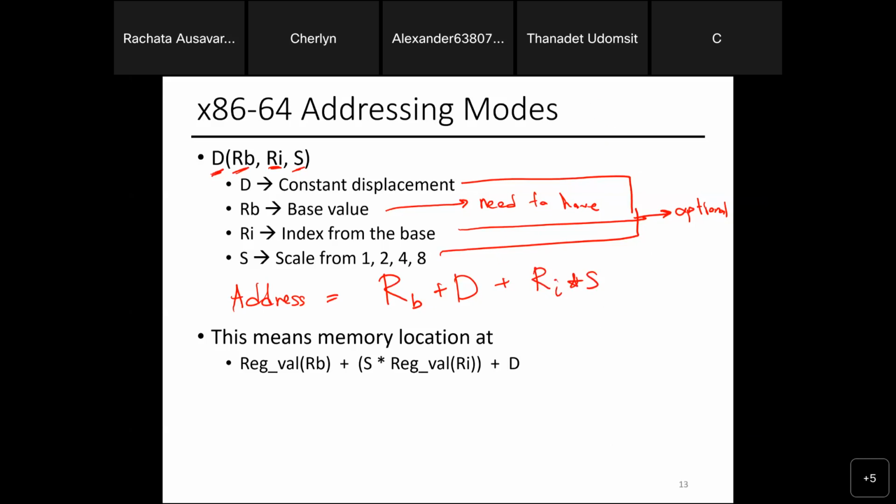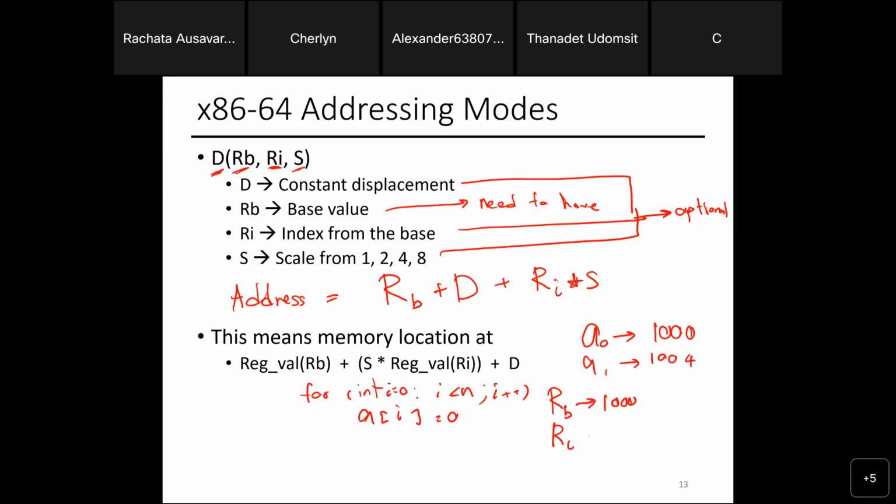So the point of having D and S is actually quite convenient when you think about how you program. For example, let's say you do this: for int i equals 0, i is less than n, i plus plus, and you do a of i equals 0. Now, let's say a is an array of integers. How big is one integer? 4 bytes, right? It means that let's say a is at address 1000. A0 is at 1000. A1 is at what location? 1004, right? So you can put RB as 1000.